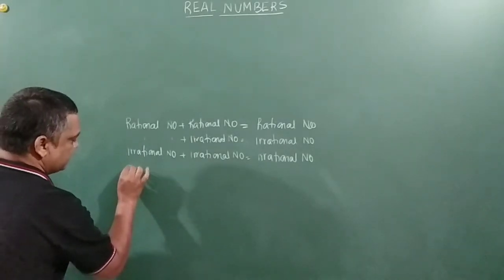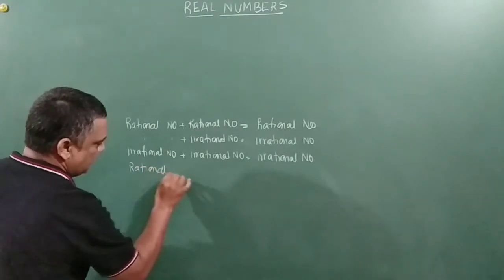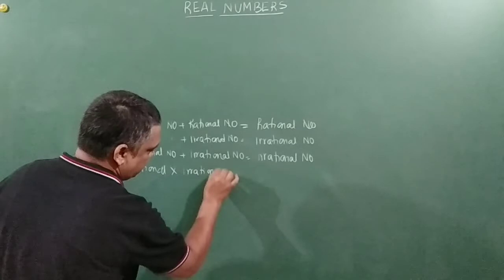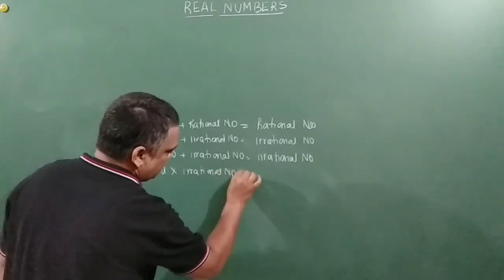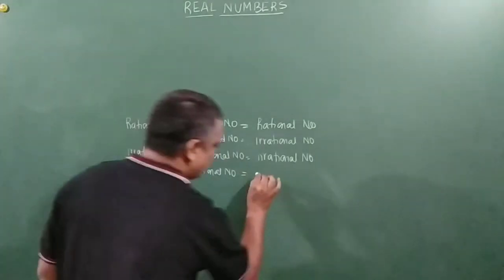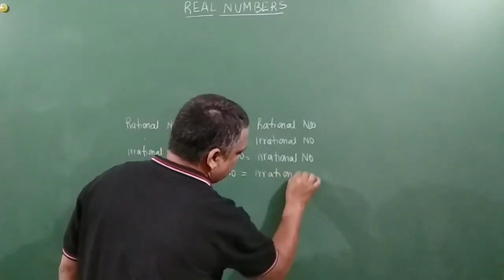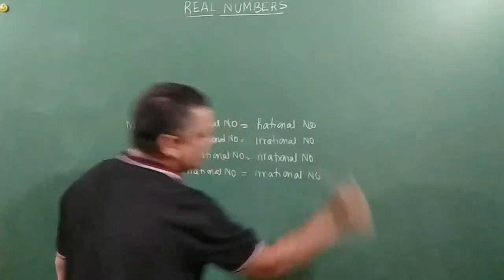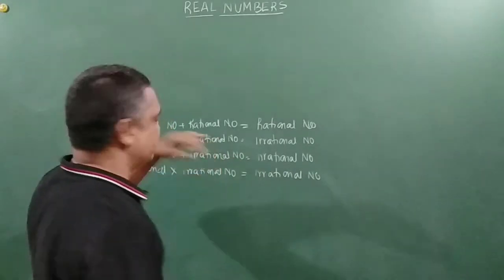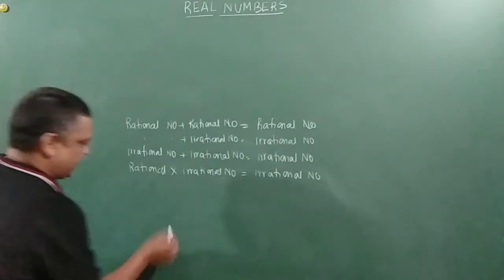Let us say rational into irrational number will be what? Rational into irrational number will always be an irrational number. Right? Mostly, in most of the cases, friends, whenever an irrational number appears there, it will be irrational. Right? Okay? In most of the cases.